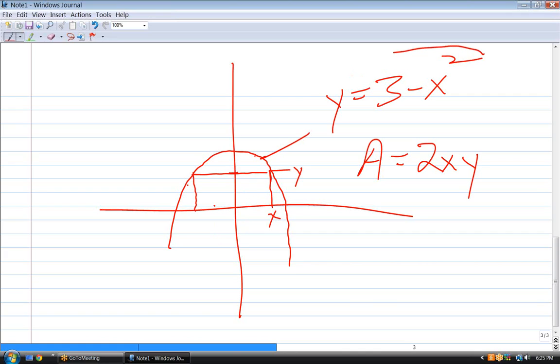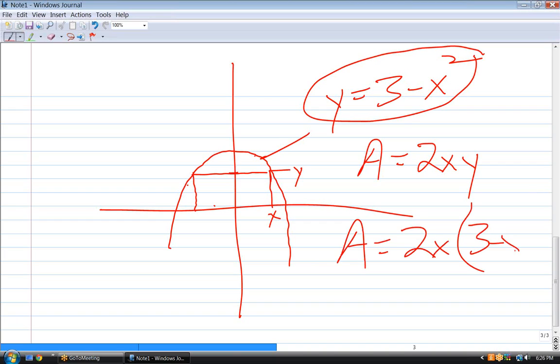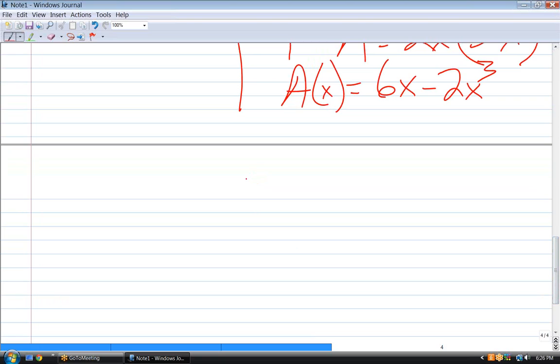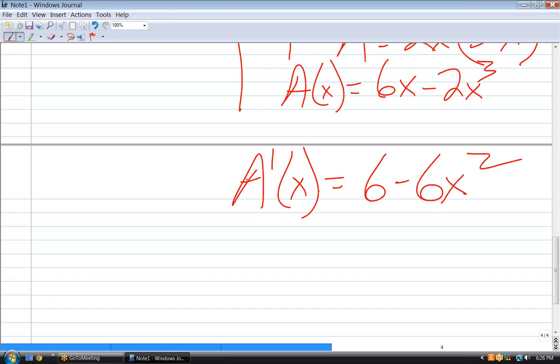Well, we have y defined as a function of x up there. No matter where I'm at on this curve, y is always equal to 3 minus x squared. So now I can say the area of the rectangle is 2x times 3 minus x squared. Now I have my area function as a function of one variable only, and it's relatively easy to solve. A of x equals 6x minus 2x cubed. Let's differentiate that. What's A prime of x? 6 minus 6x squared.